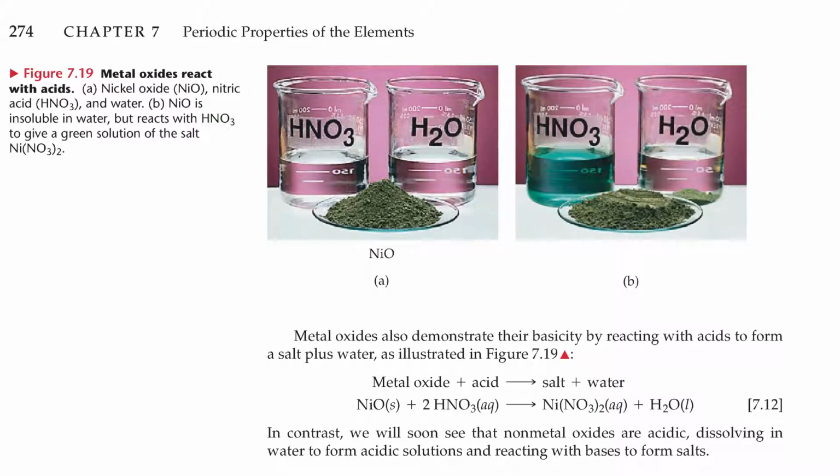Metal oxides also demonstrate their basicity by reacting with acids to form salt plus water. A metal oxide plus an acid yields salt plus water. In contrast, we'll soon see that nonmetal oxides are acidic, dissolving in water to form acidic compounds and reacting with bases to form salts.